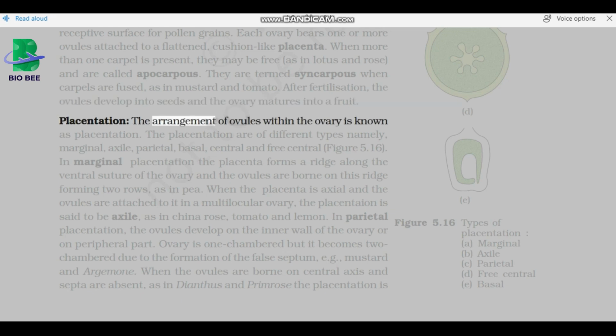Placentation. The arrangement of ovules within the ovary is known as placentation. The placentation are of different types, namely marginal, axial, parietal, basal, central and free central, figure 5.16. In marginal placentation, the placenta forms a ridge along the ventral suture of the ovary, and the ovules are borne on this ridge, forming two rows, as in pea.